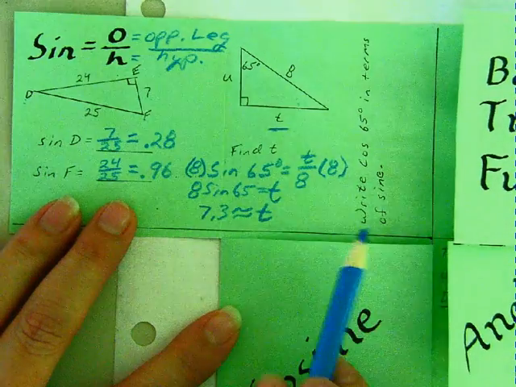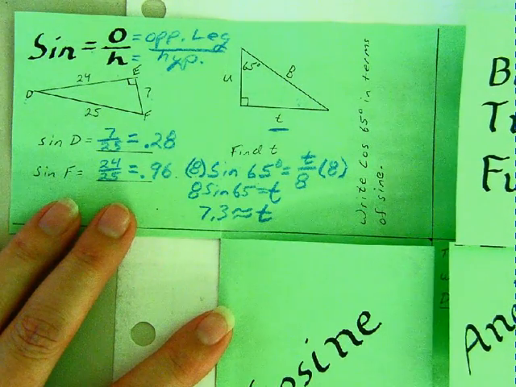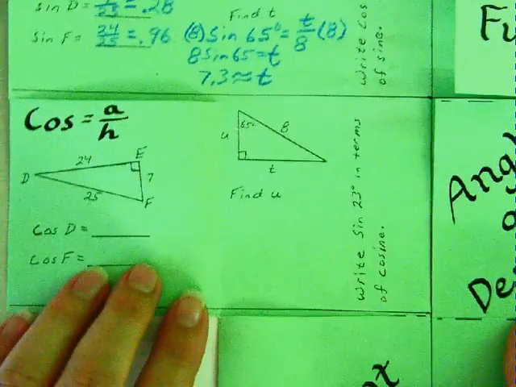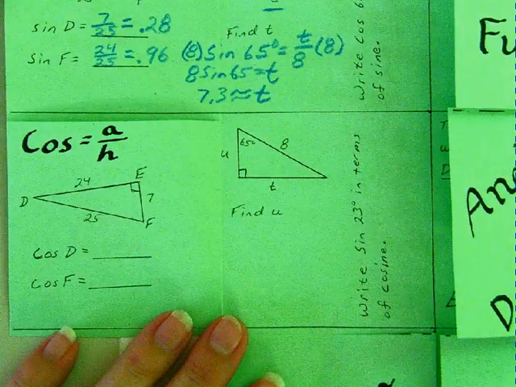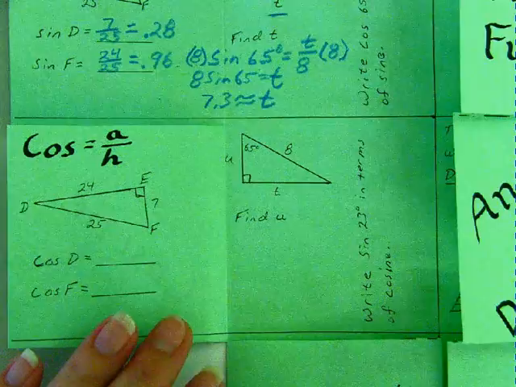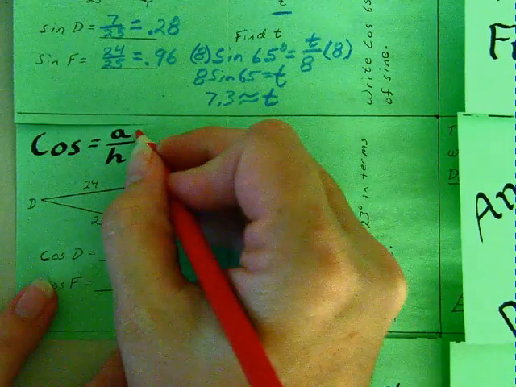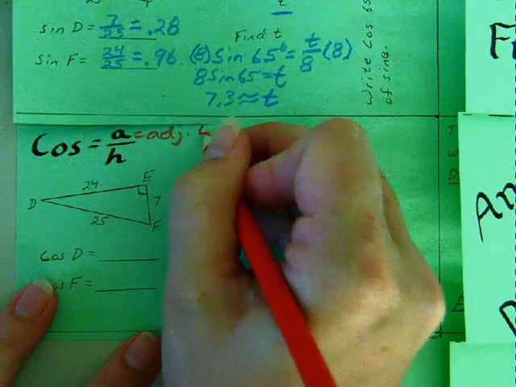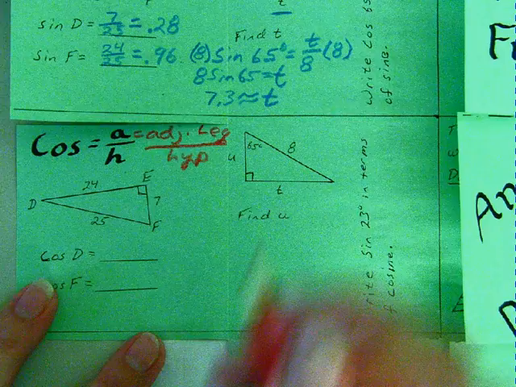All right, so this piece here, we're going to wait on that. We'll come back to that after we've talked about cosine. So let's go ahead and move down to cosine. For our cosine, we're going to be using A over H. A is our adjacent leg, and H is our hypotenuse again.